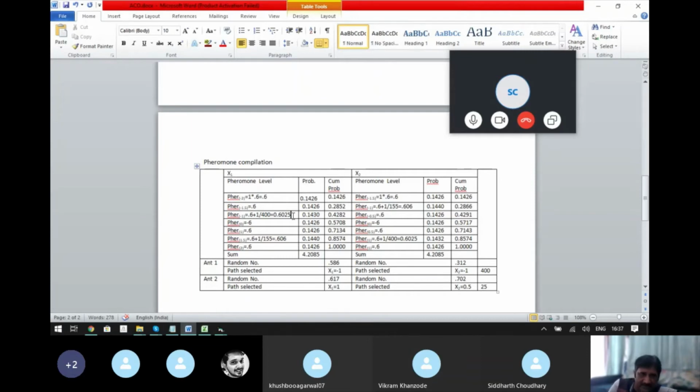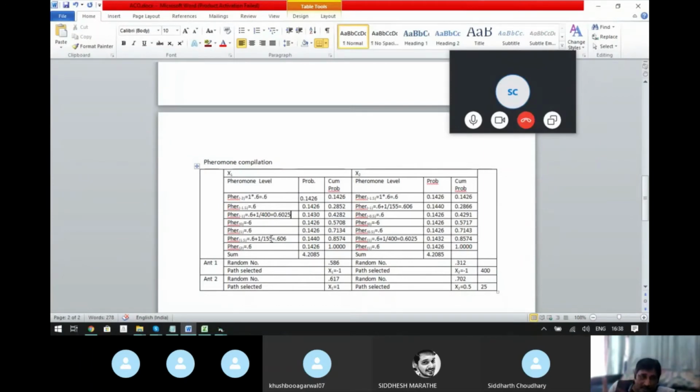Actually, there is a little mistake here. Okay, I'll be correcting that mistake here itself. No mistake, it's correct. I'm talking about just x1. On the path x1 equal to -1, ant 2 has traveled, and ant 1 has traveled on x1 equal to 1.5. So the quantity equal to 1 by the objective function value of the path on which the ant has traveled will be added.